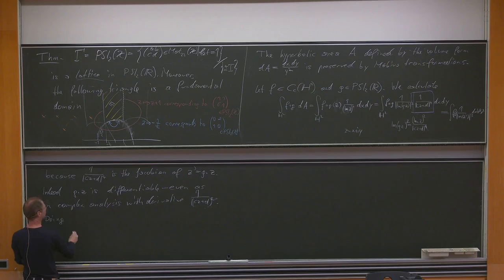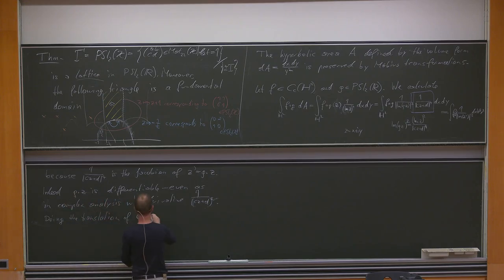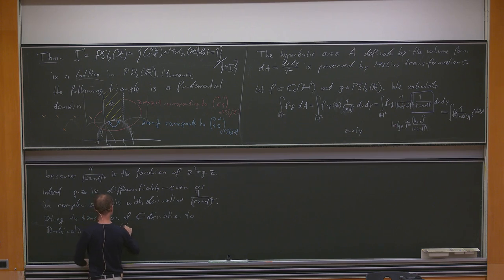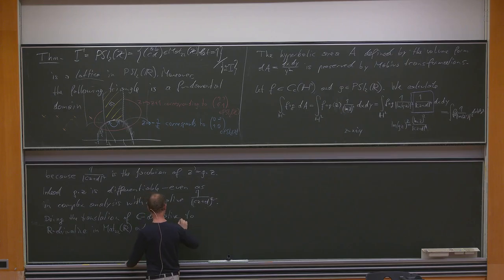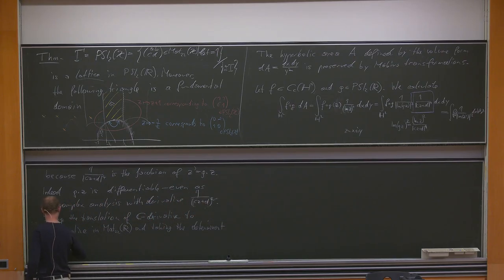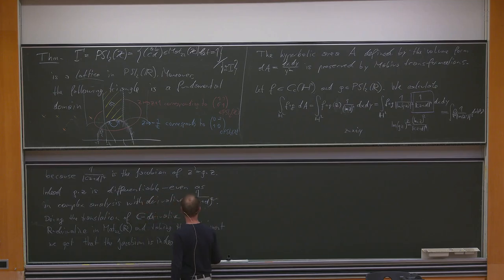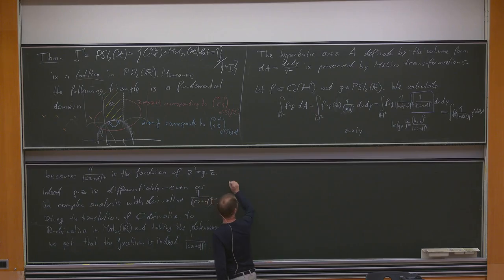Doing the translation of the C derivative to the R derivative in Mat 2 R and taking the determinant, we get that the Jacobian is indeed 1 over |cz+d| to the 4th power. And that's what we wanted to know.